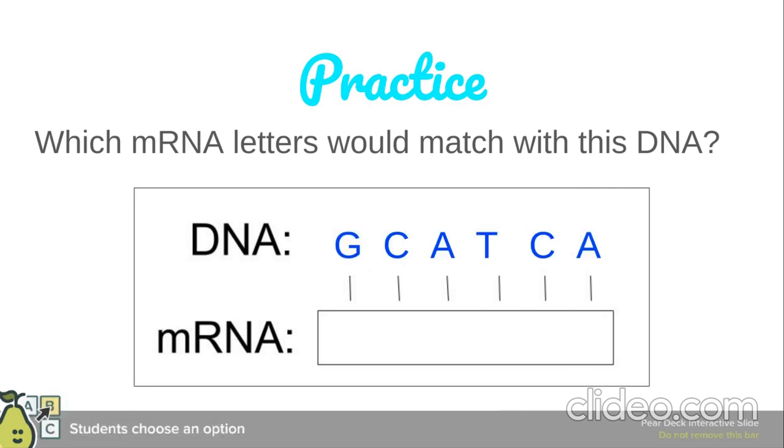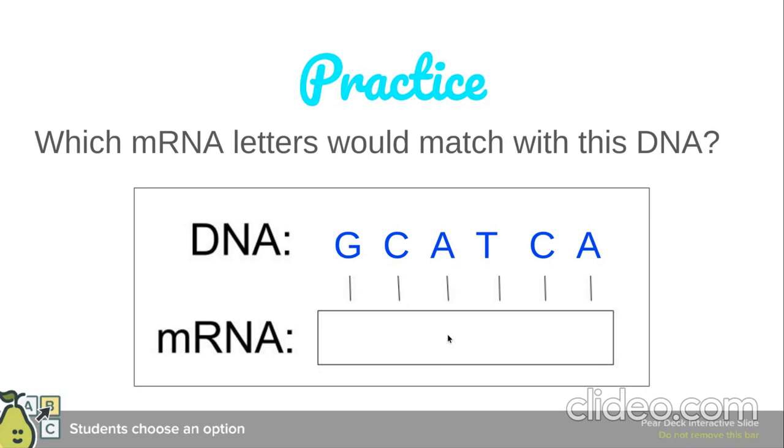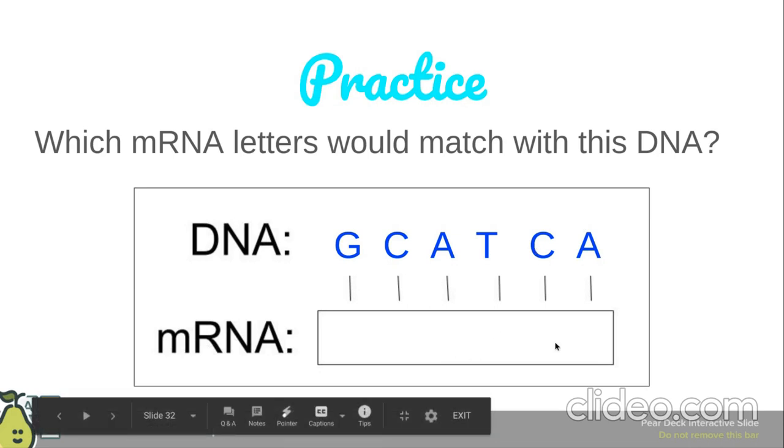One more. What letters would match with this DNA? So we should have G with C, C with G, A with normally T, but no T's in RNA. So U, T with A, C with G, and A with U.